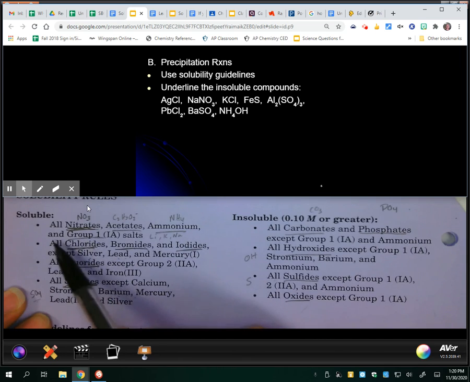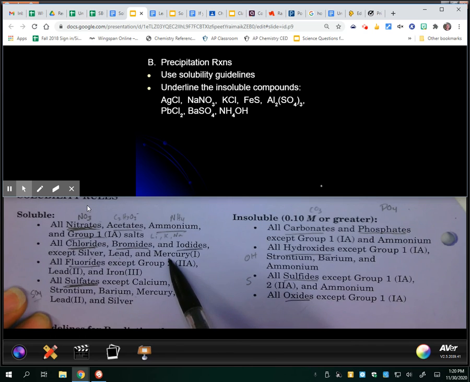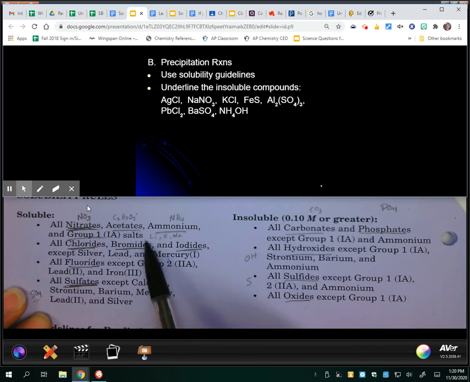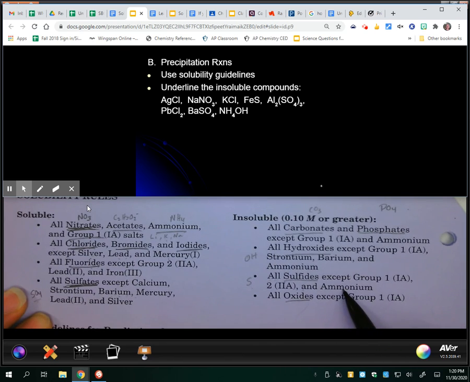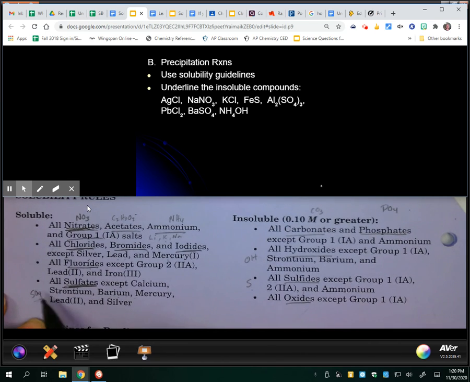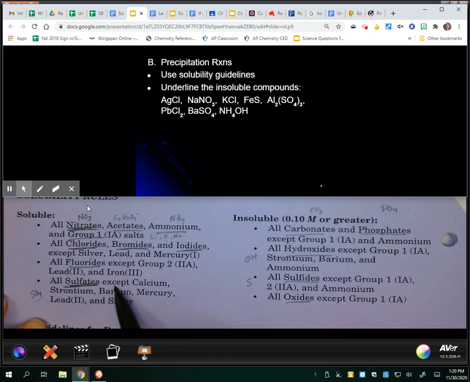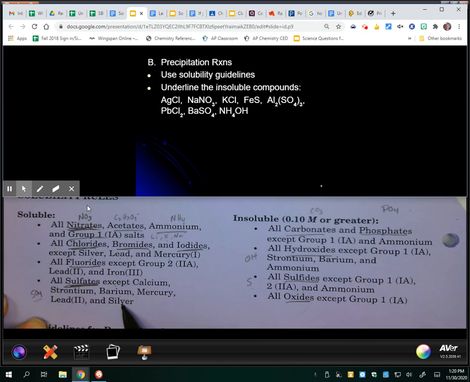The next one, KCl, all chlorides are soluble, and potassium's not one of these. You could have looked at it that way, or this is also something bonded to group 1, and those are always soluble. FeS is a sulfide. All sulfides are insoluble, and iron isn't any of those exceptions, so this FeS would be the next one that is insoluble. Al2(SO4)3 is a sulfate. All sulfates are soluble except, and aluminum's not one of those exceptions, so aluminum sulfate is soluble.